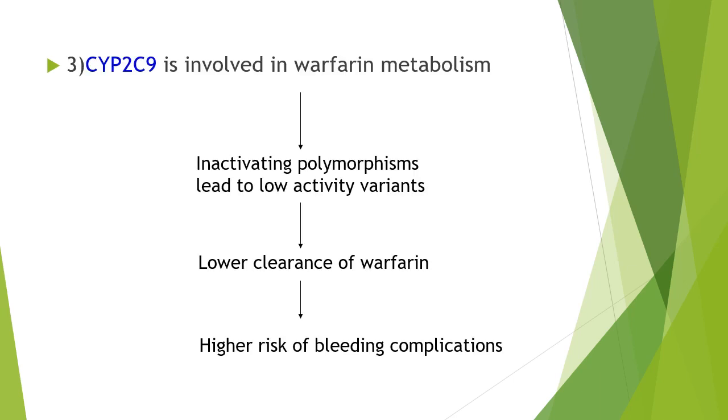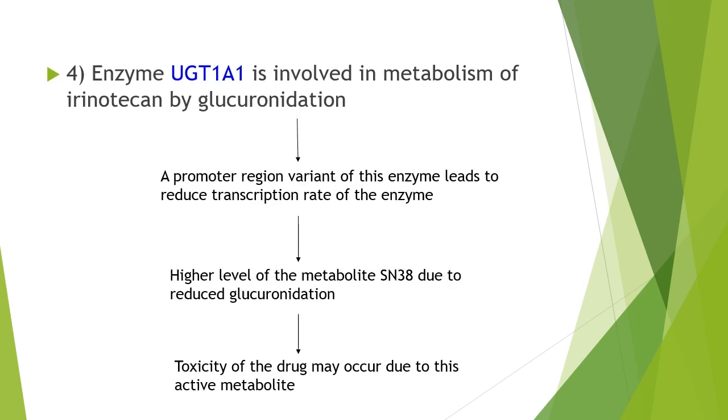Cytochrome P2C9 is involved in warfarin metabolism. Inactivating polymorphisms in this enzyme lead to low activity variants. The clearance of warfarin will be lower. Therefore, warfarin will remain in the system for a longer duration and at a higher concentration. This results in higher risk of bleeding complications.